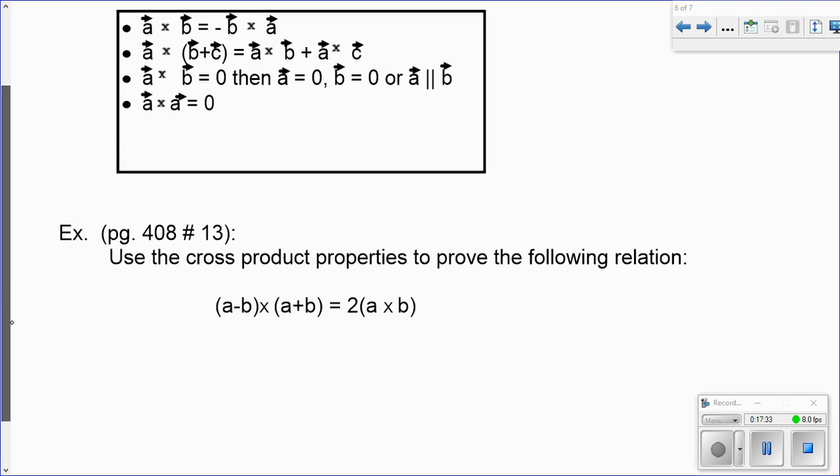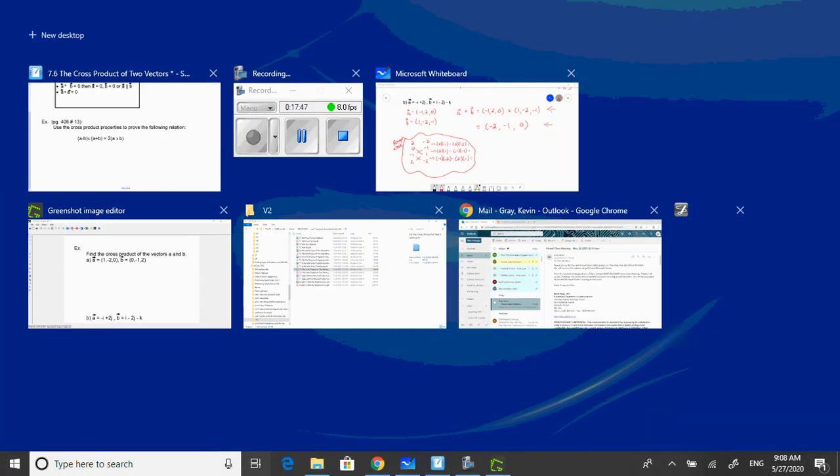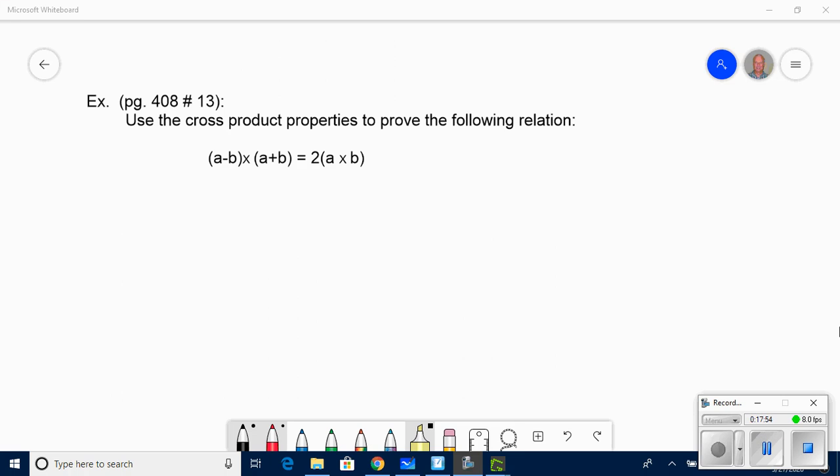Use the cross product properties to prove the following relationship here. So I've got A minus B cross A plus B is equal to 2 A cross B. All right, so let's do the left-hand side. I'm going to pause this and go to my notes. My left-hand side, I'm going to start with A minus B cross A plus B.